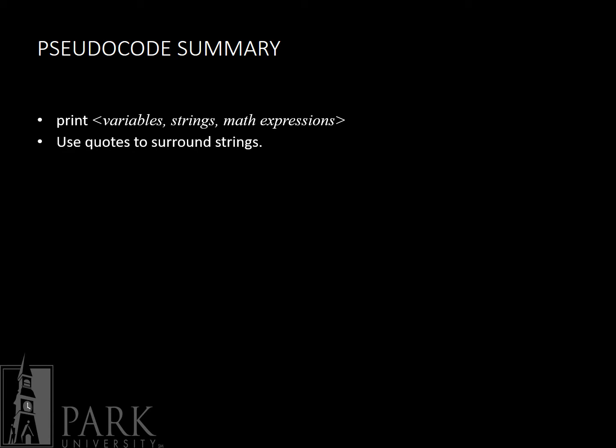So to recap, let's take a look at all the pseudocode stuff that we've learned already. First, print statements. You're going to print strings, variables, math expressions. You just write the word print and then whatever it is that you want to print. If you're going to be printing out a string literal, you're going to surround it with quotes. Same thing with input, very similar to print. It's just input and then whatever variable it is that you're going to store the input into. So if you're asking for a first name, you would put input and then name.